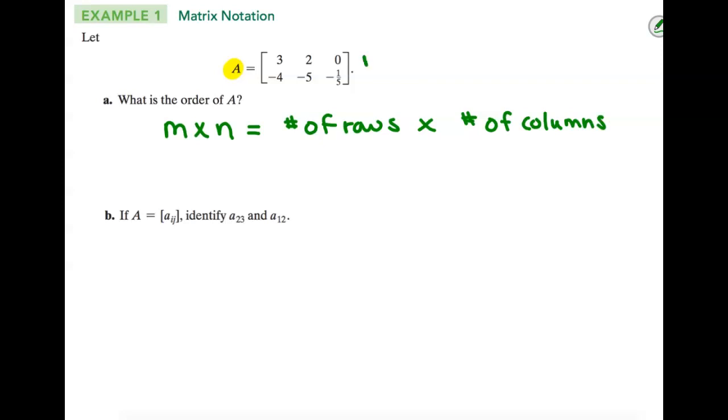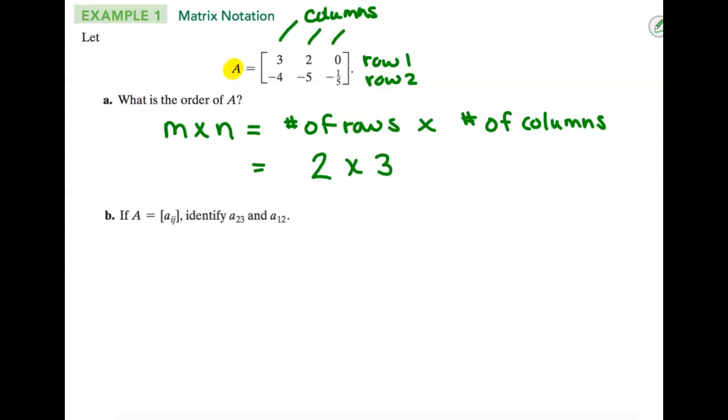So here is row 1, and this is row 2. So it has 2 rows. This would be column 1, column 2, and column 3. So these are your columns, and there are 3 columns. So the order of this matrix is a 2 by 3 matrix.